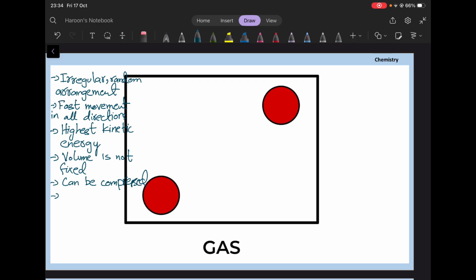Now, what about its shape? For liquids, it took the shape of the container. For solids, they had a fixed shape. This does not have a fixed shape, just like liquids, because it is a fluid. A fluid is anything that flows. Liquids and gases both are fluids, so they can flow basically. So no fixed shape. It takes the shape of the container.